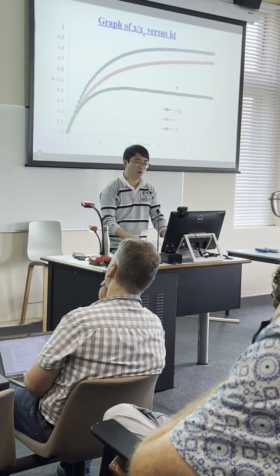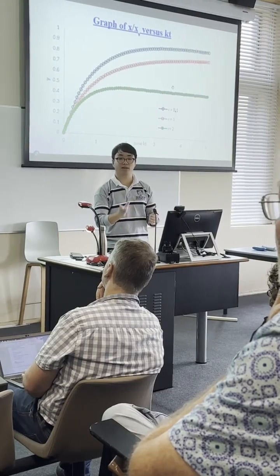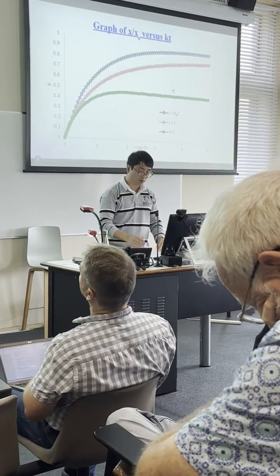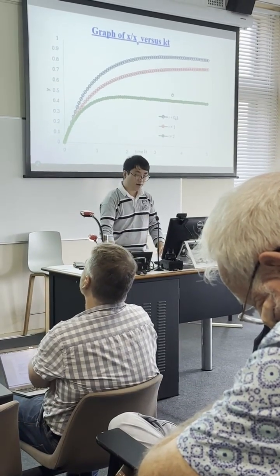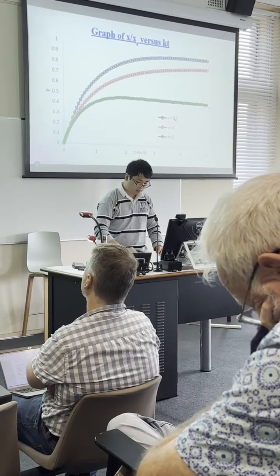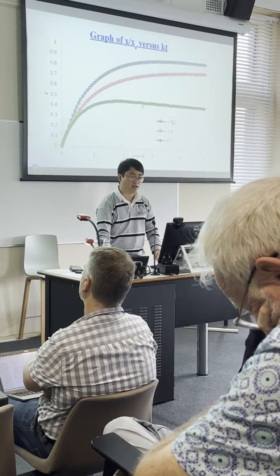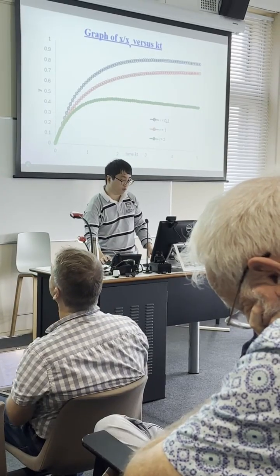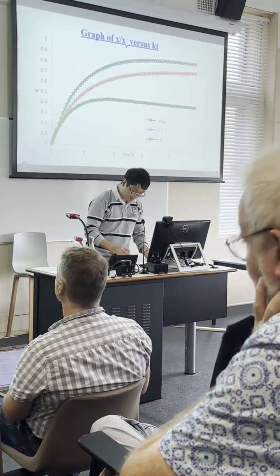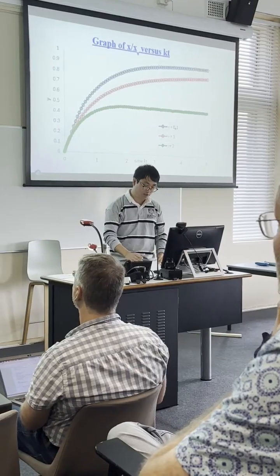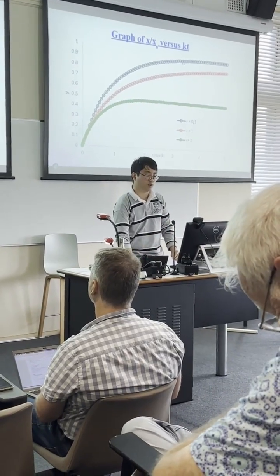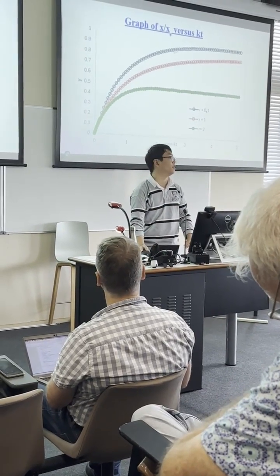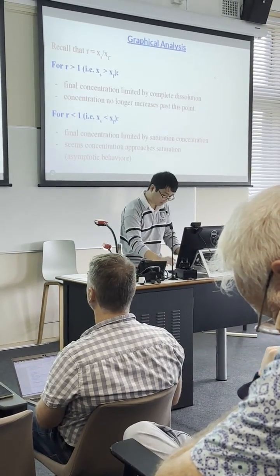So here is a graphical representation where we plot X over XF versus the time KT for 3 arbitrary R values. For R equals 2 here, we can see that the graph plateaus, indicating the maximum concentration that occurs around this level. For R equals 0.1, which is what we see here, the graph does not seem to plateau, but the concentration increases to a much higher level, as we can see, before the graph starts to level off. For R equals 1, the graph is somewhere in between.